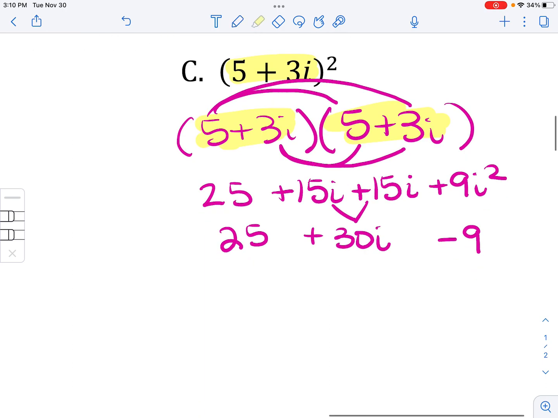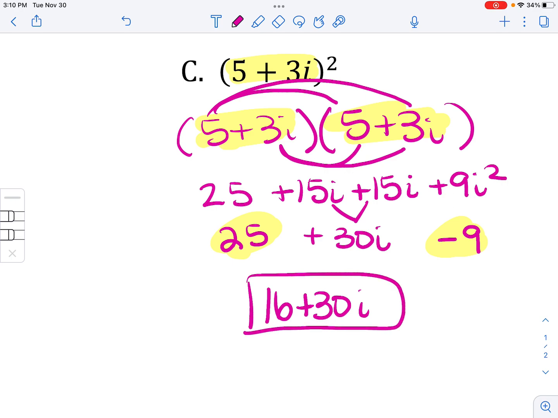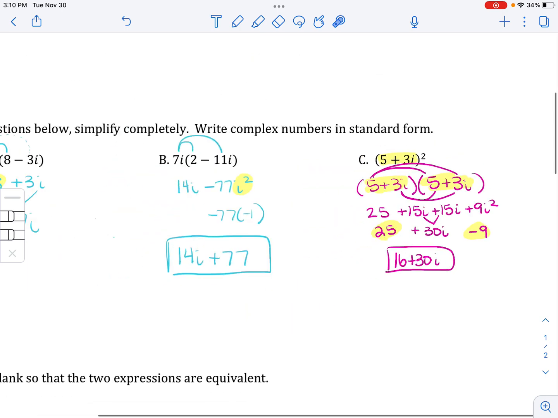And the last thing I'm going to do is combine 25 minus 9. So 25 minus 9 is 16. And bring down the 30i. And that's my final answer. There's no i squareds, and there's nothing to combine.